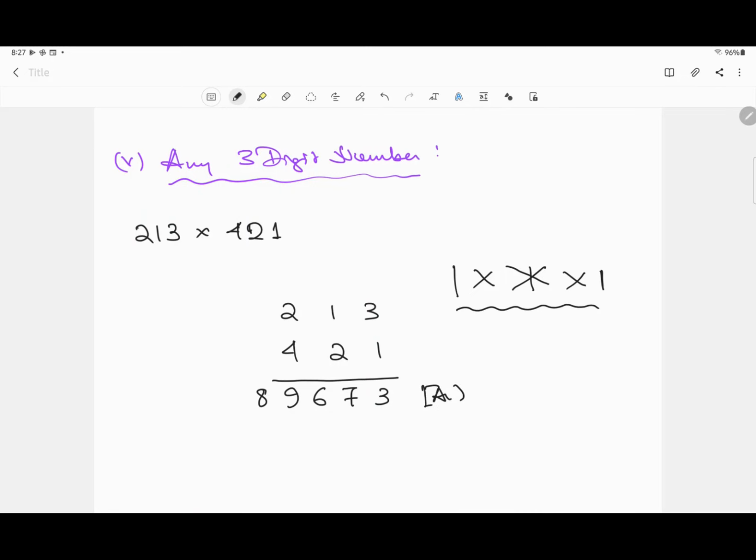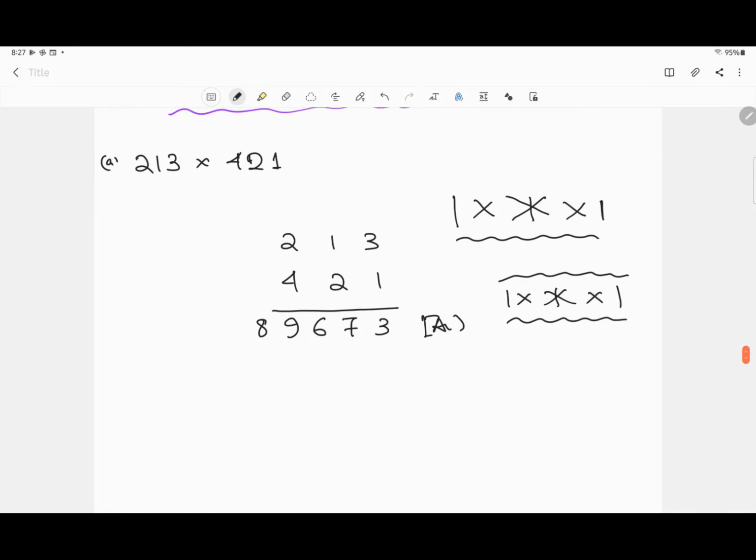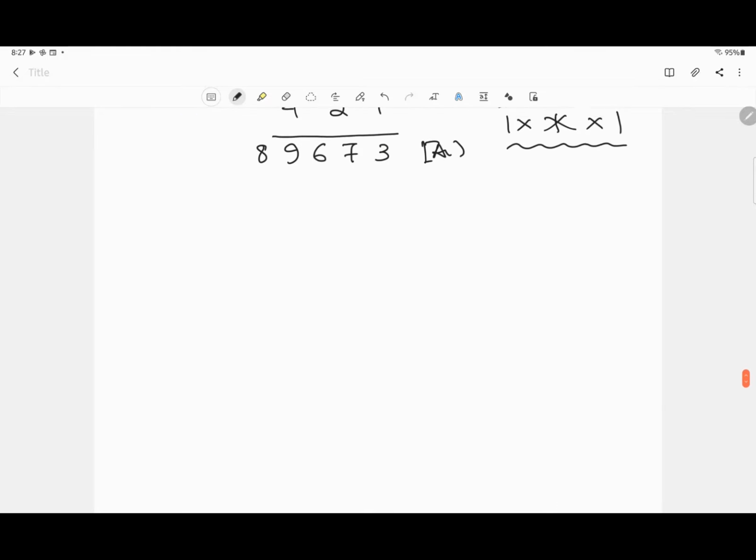It is easy, right? Just remember this pattern: first vertical, then a small cross, then a big cross with vertical, then a small cross and then one vertical. You will get the answer.